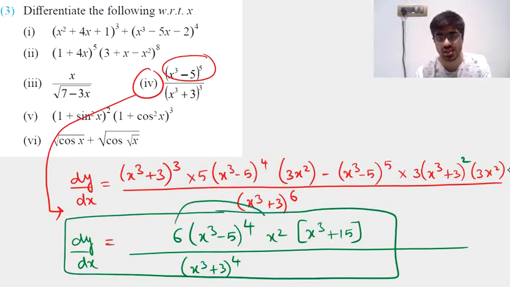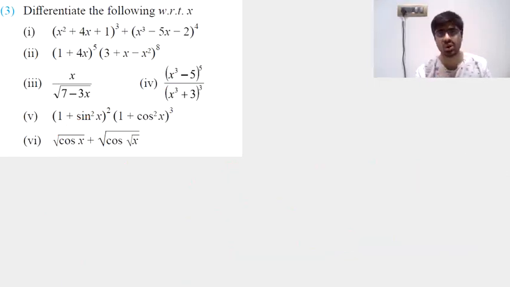That is 6x square into (x cube minus 5) power 4 into (x cube plus 15) divided by (x cube plus 3) the whole power 4. Okay, a little bit long, but the steps were quite simple. It's just that one or two rules are being combined together and being applied. But if you have got a grip on this technique, a grip on this way of finding the derivatives, then none of these sums are difficult.